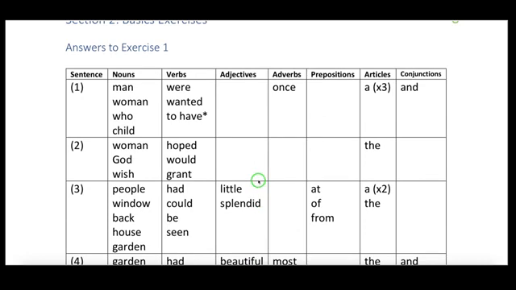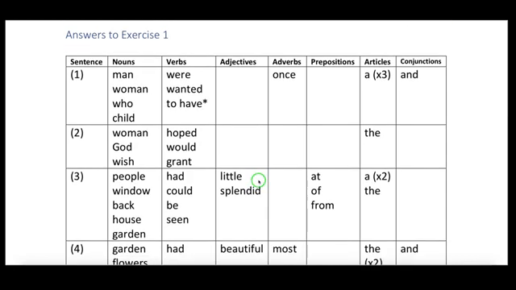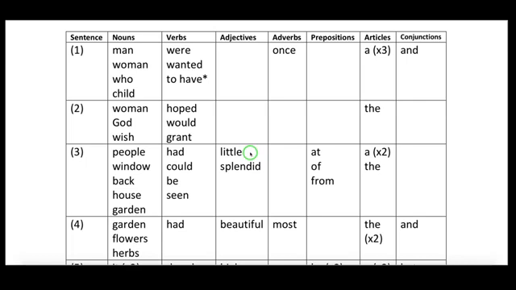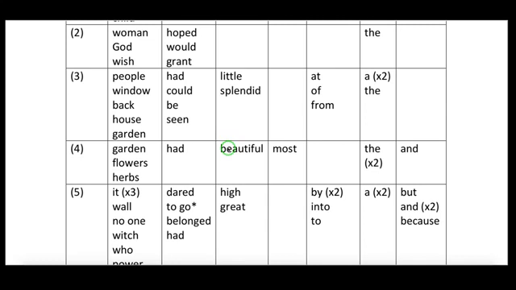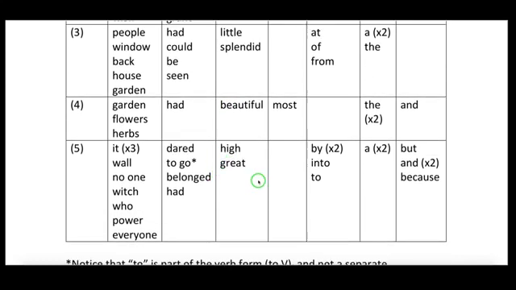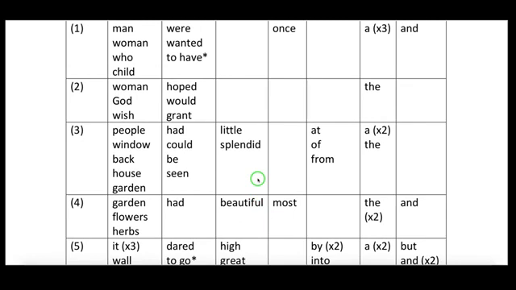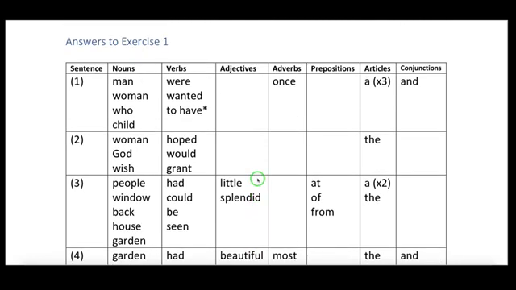Adjectives are words which can describe the noun or can classify the noun, and they're usually things that will indicate like shape, color, size, and opinion. So here we have some examples: little and splendid. Little is describing the size, and splendid is giving an opinion of the garden. Okay, beautiful, high, and great. So not a lot of description in this text from Rapunzel.